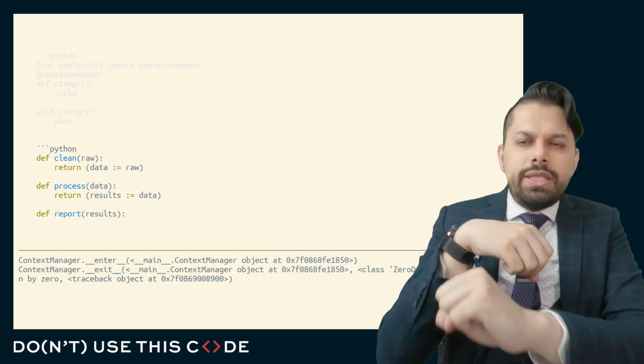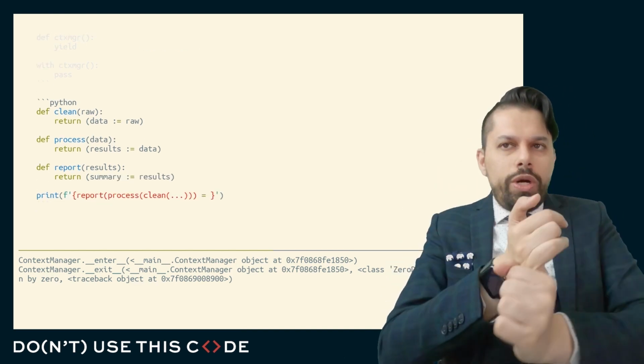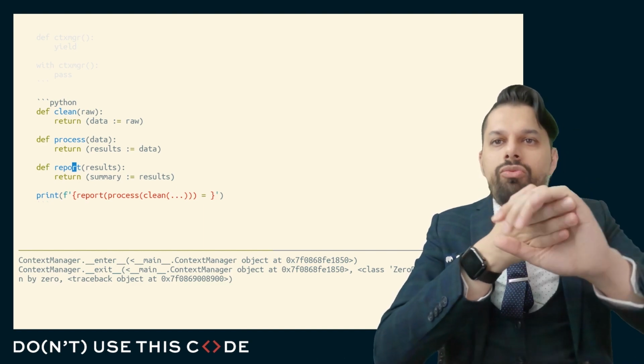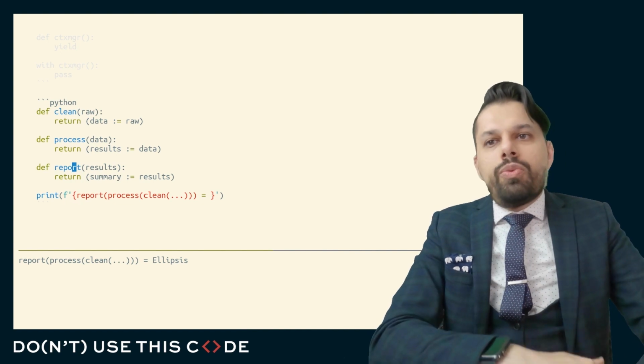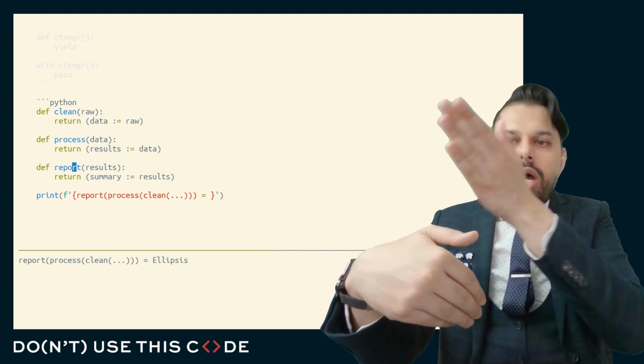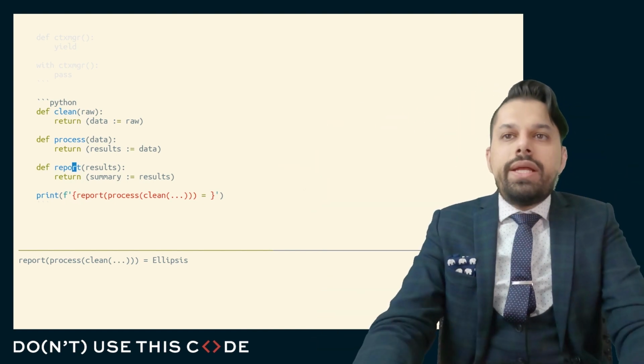Let's say we have a data processing framework. And in that data processing framework, we're cleaning some data, we're processing some data, and we're reporting on some data. So we have some framework that looks like this. There's a clean function, a process function, a report function. We call clean to clean the data, process on the result, report on the result, and we get some summary that's produced.